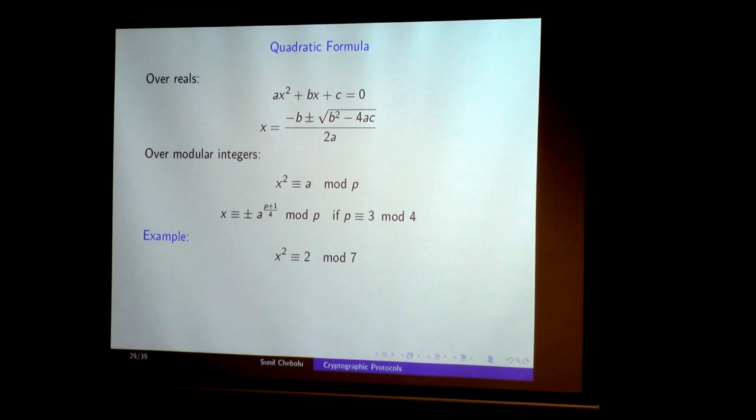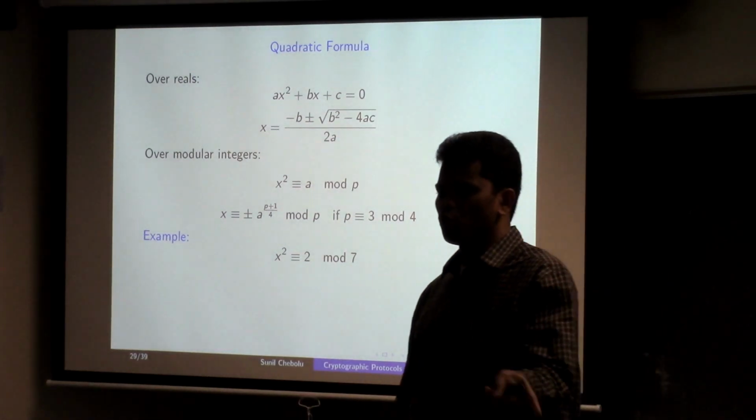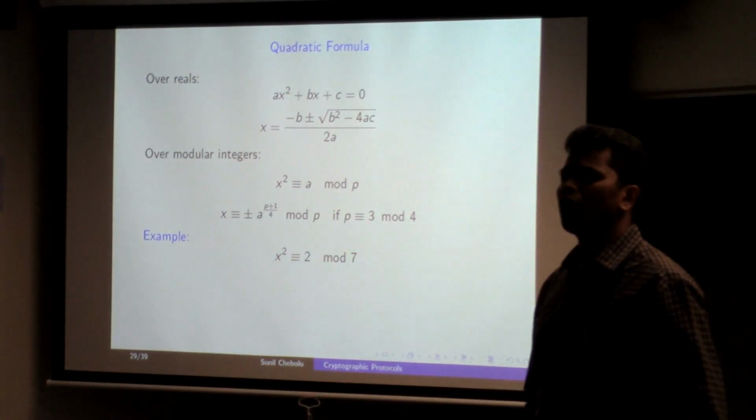So here's an example. Suppose x squared equals 2 mod 7. You want to find an integer x whose square is 2. Well, 7 is a small number, you can check one at a time. But if the prime is astronomically big, there is no way you can check everything by hand. You need a closed formula.